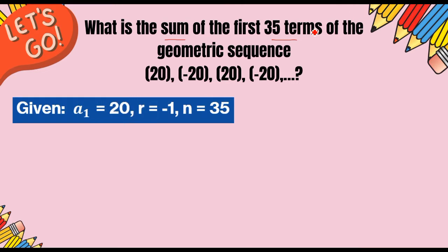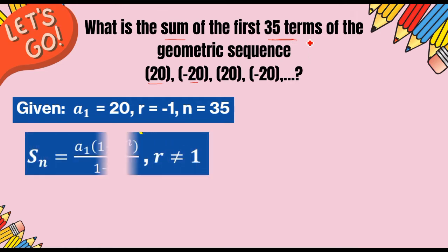So, ang gagamitin po natin na given is a sub 1 is equal to 20, yung pinakaunang term natin. R is equal to negative 1. Pag kinuha po natin yung ratio ng negative 20 divided by 20 is negative 1. 20 divided by negative 20 is also equal to negative 1. So, dun po nakuha. And then, yung n po is 35 kasi yun yung unang first 35 terms na kailangan natin kunin yung sum. Okay?